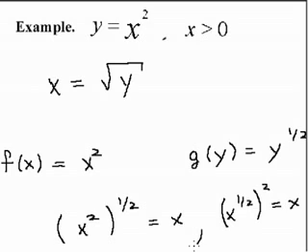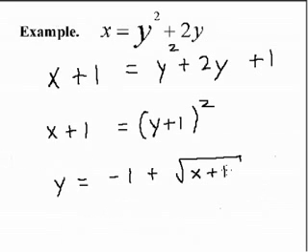Now let's take a look at a specific example. Suppose that y is equal to x squared, where x is greater than 0. Then we can just solve for x as the square root of y. So f of x is x squared. G of y is y to the 1/2. We see that x squared to the 1/2 equals x, and x to the 1/2 squared equals x, just as we expected. So x squared and square root of y are inverse functions.